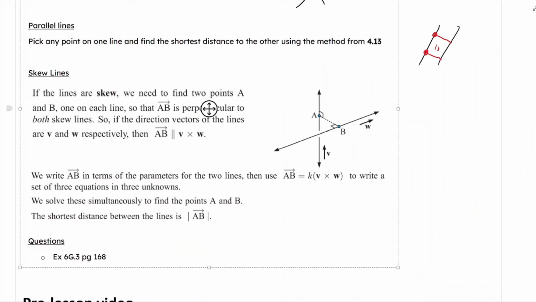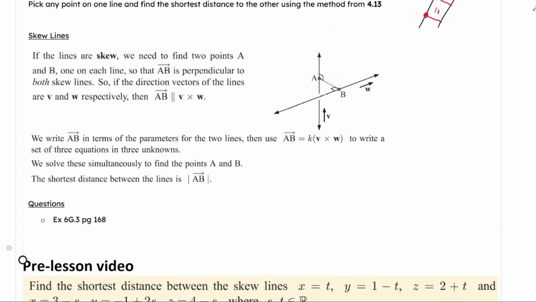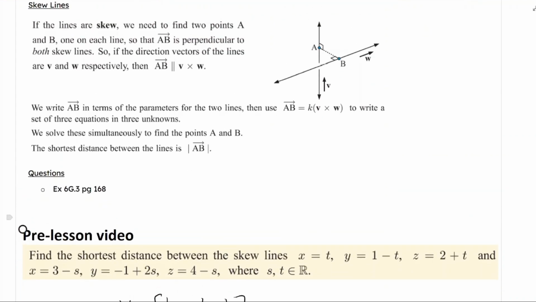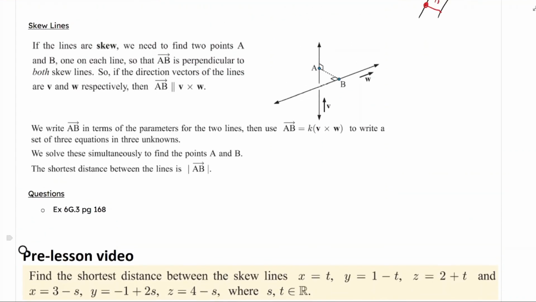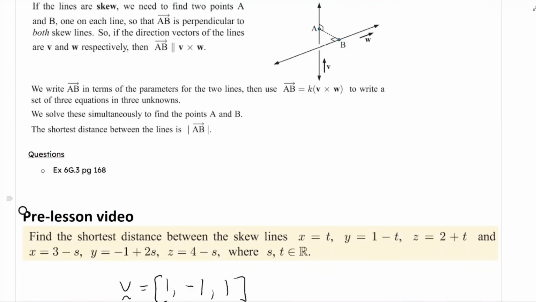Where it gets really interesting with two lines is where the lines are skewed. Now there's quite a process here, and I'm not going to lie, it's not pretty, but we will make it through. Essentially, what you need to do is find the cross product first. So that's what we'll look at.